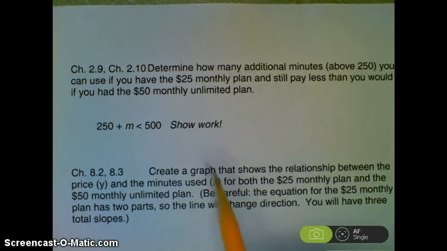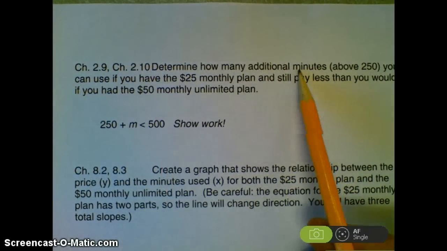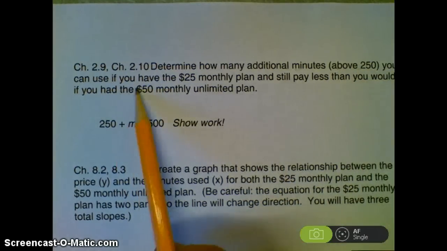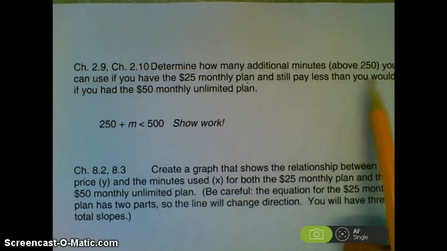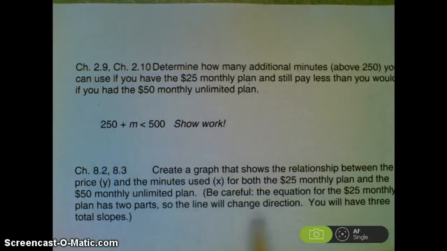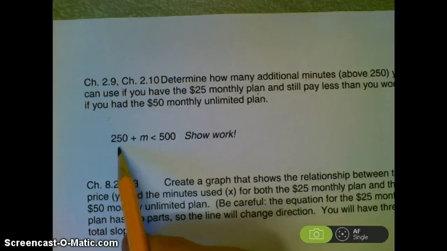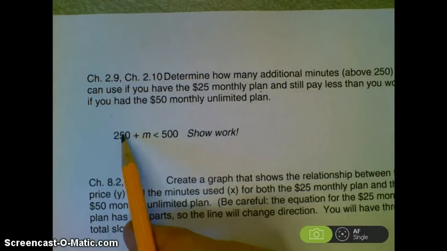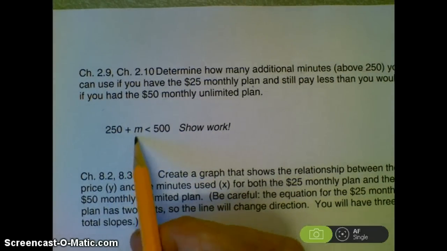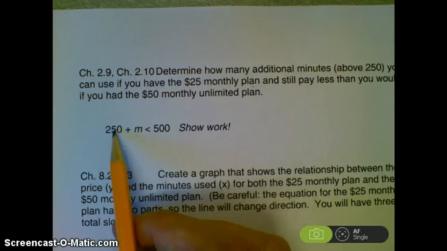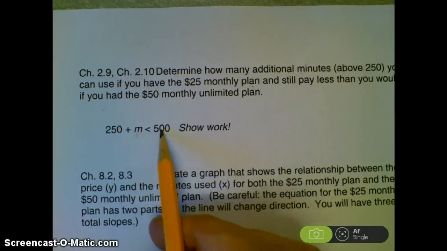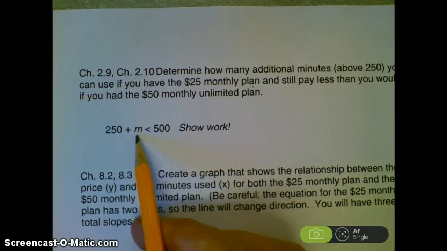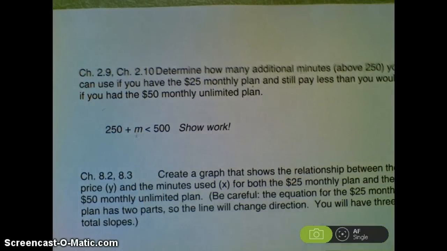Chapter 2, Section 9 and Section 10. How many additional minutes above 250 can you use if you have the $25 monthly plan and still pay less than you would if you had the $50 plan? You're solving an inequality. What the one I wrote here says is that this is the number of minutes over 250 that I can have and still be less than 500. So you just have to solve this equation, not equation, excuse me, inequality.